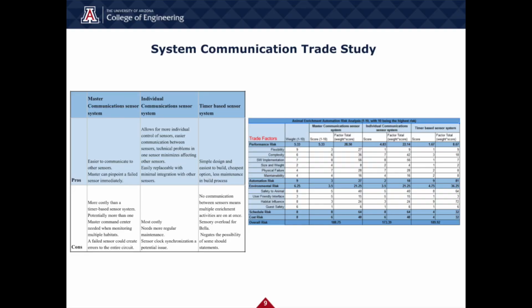Another trade-off analysis we conducted was of 3 communication systems to decide which one we wanted to use for our sensors. Ultimately, we chose the individual communication system as it allows for easier communication between the sensors and more control over the individual sensor subsystem units.